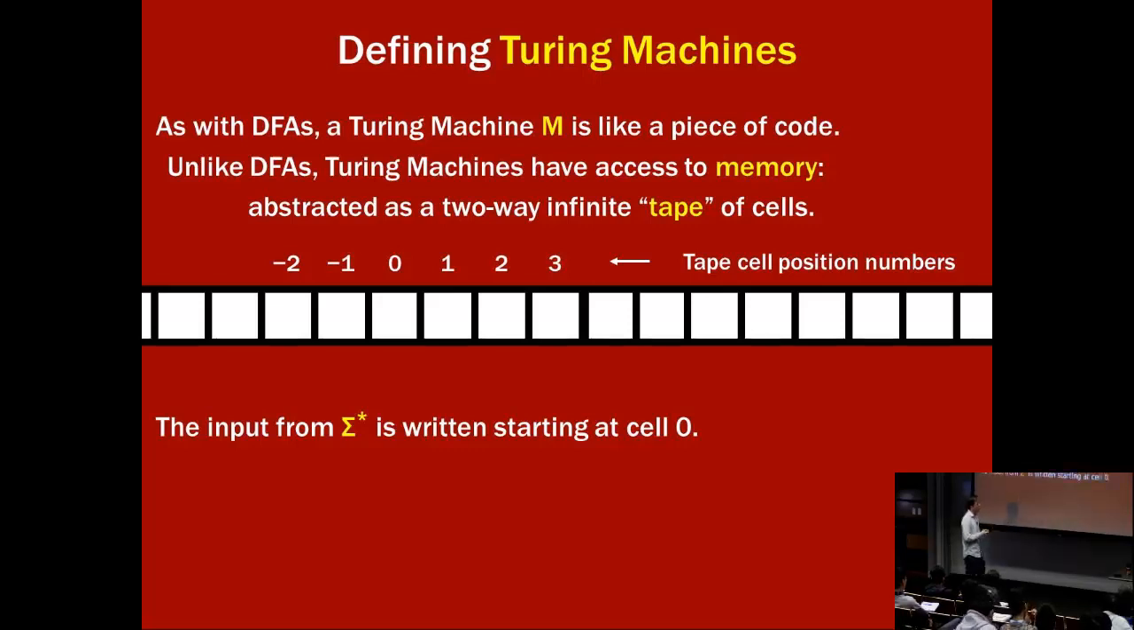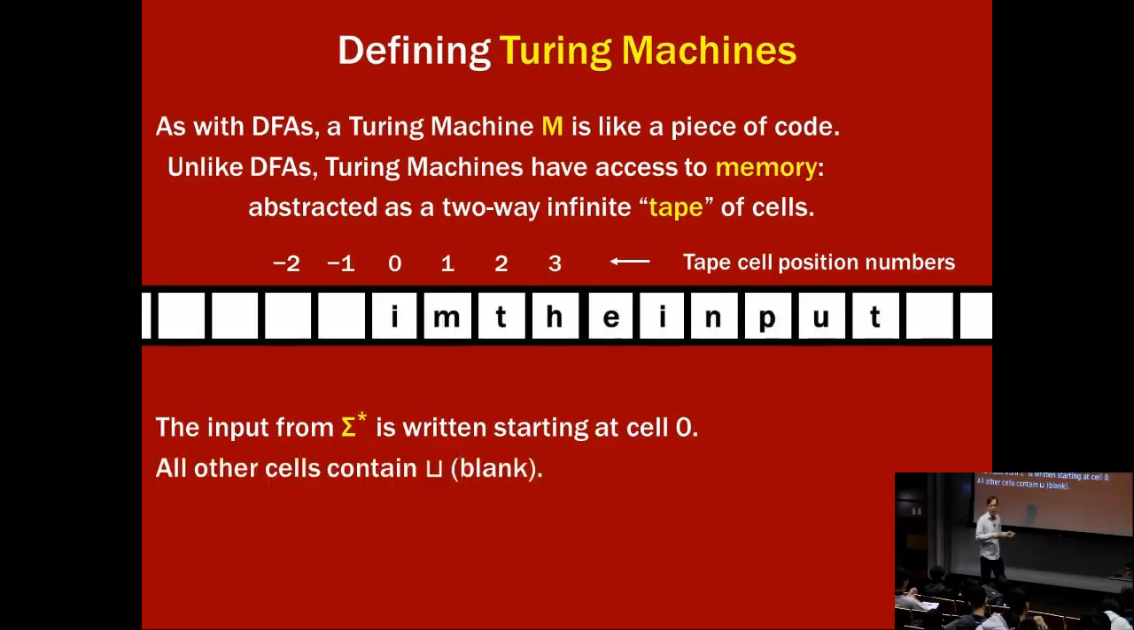Okay, so a machine takes as an input some string over an alphabet sigma. It's assumed that the input is written on the tape to begin with, starting at position 0. All the other cells or squares contain this special thing, this cup shape, which means blank. So blank is like another symbol. I won't draw it like emptiness, I'll draw an explicit blank symbol.